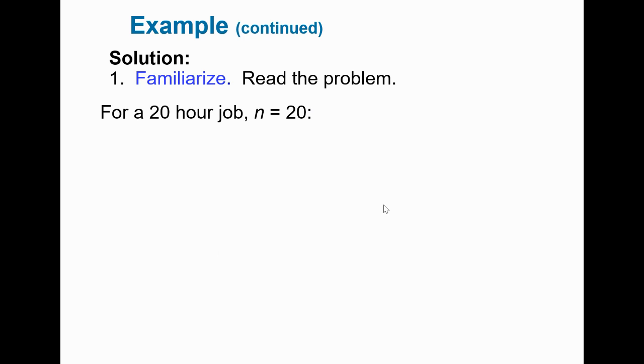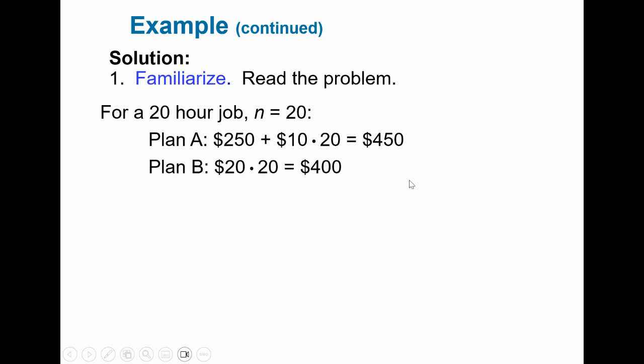Well, for a 20-hour job, n is 20. So in Plan A, she's getting $250 up front plus $10 for every hour she works. She works 20 hours. So 10 times 20 would be 200. 200 plus 250, she's getting paid $450. Plan B, she flat out gets $20 an hour. So working 20 hours, she only gets $400. So here's a case for 20 hours. Plan A is better.